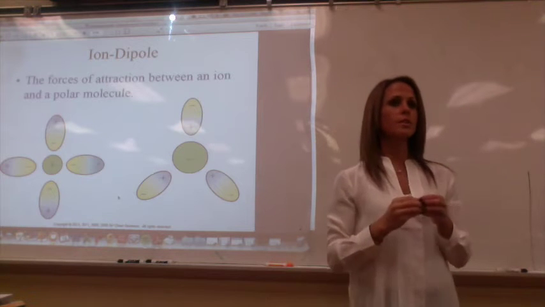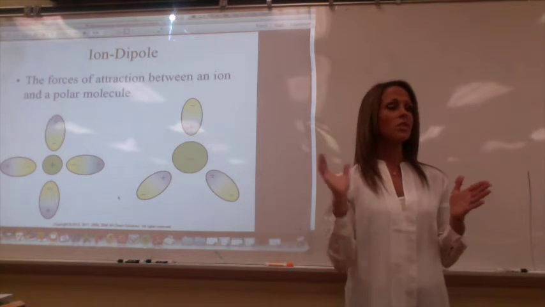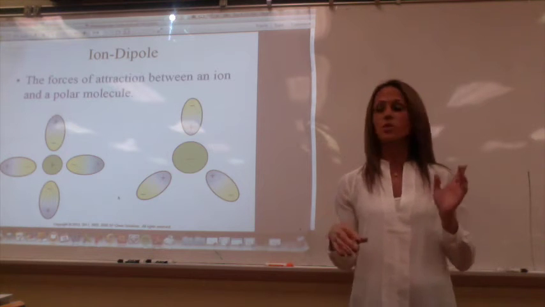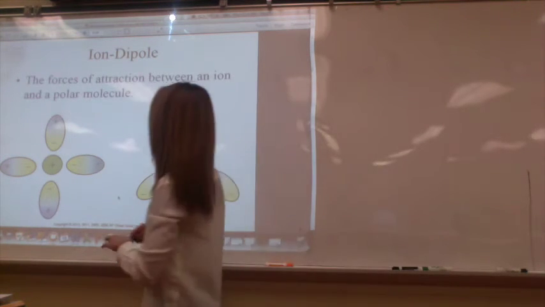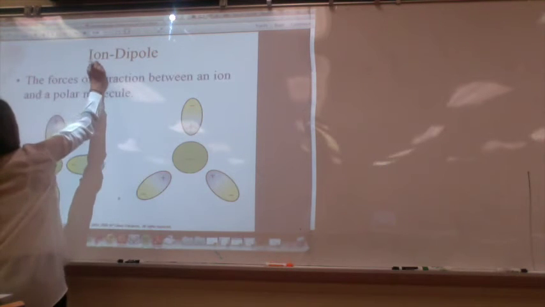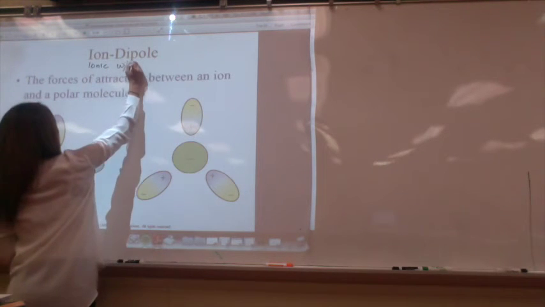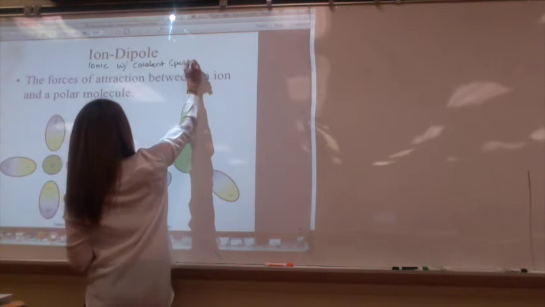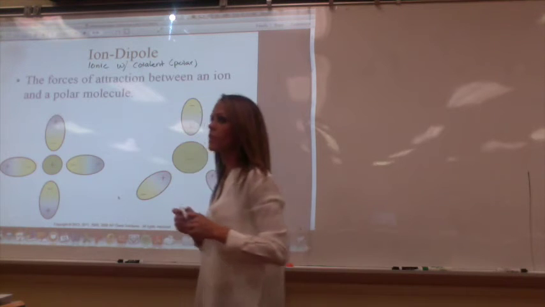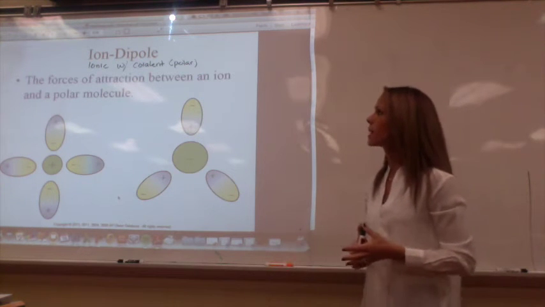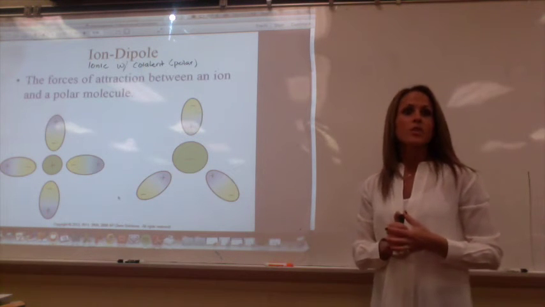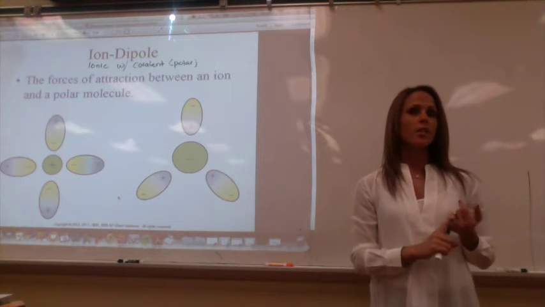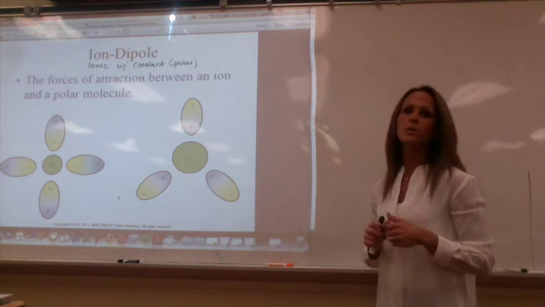Ion dipole is when you have an ionic compound that interacts with a dipole. A dipole comes from a covalent compound. So this is an ionic compound with a covalent one, and it has to be a polar covalent, not just a nonpolar covalent. That's something else. So polar molecules like water and ammonia would be able to interact with an ionic compound.